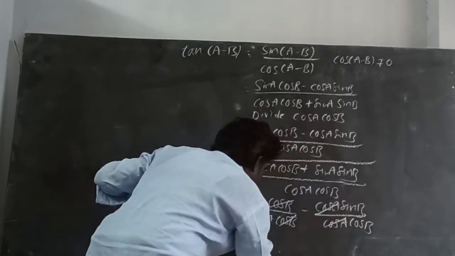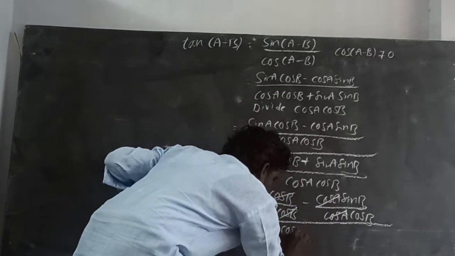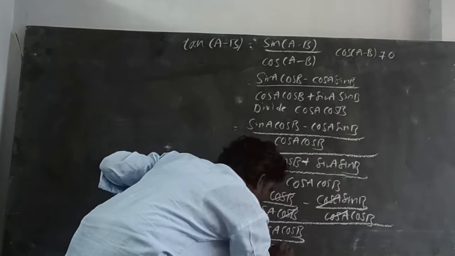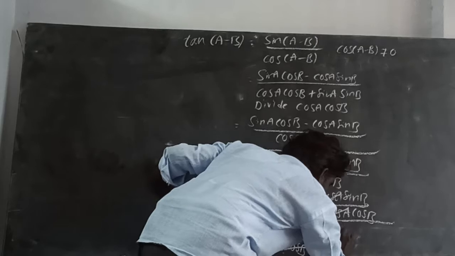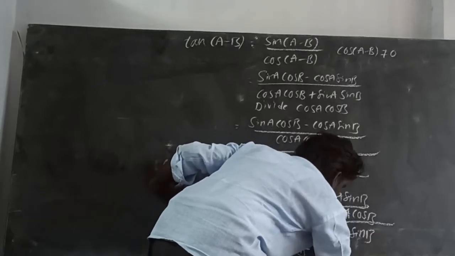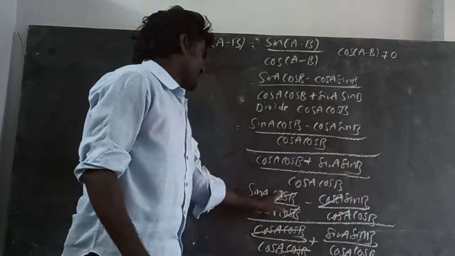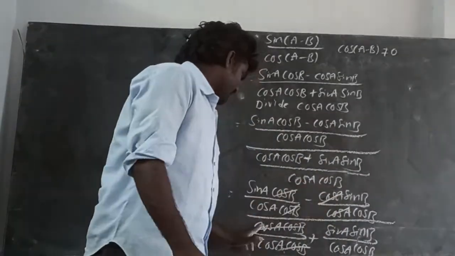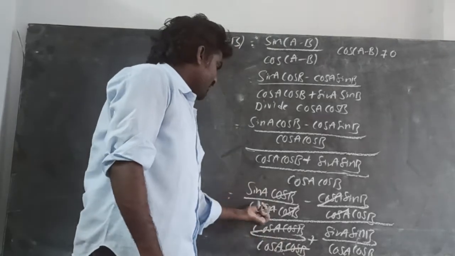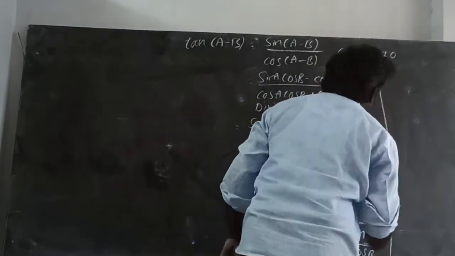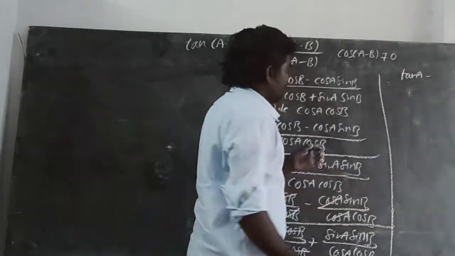Cos B cancels, cos A cancels. Here cos A cos B by cos A cos B cancels in numerator and denominator. So sin A by cos A is tan A, minus sin B by cos B is tan B.